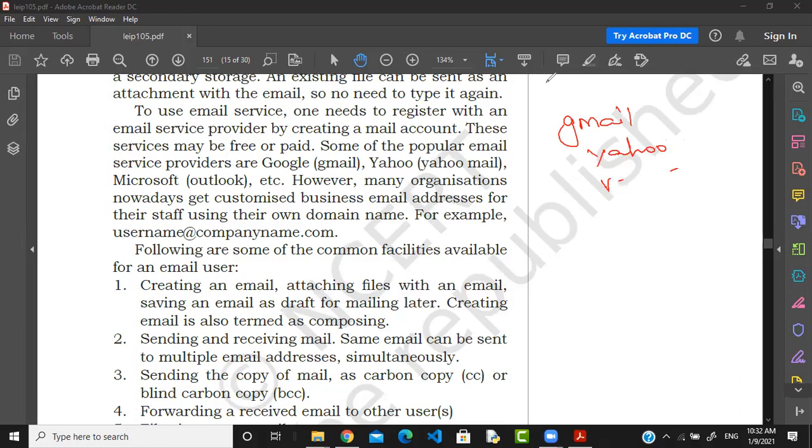So the most common, this is another question. Okay, so tell me the name of the email service provider. So email service providers are Google, Yahoo, Outlook.